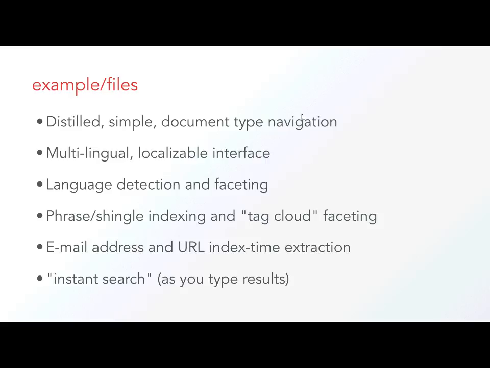So in the example files configuration, you get several value adds above and beyond the general purpose bin/post and browse. You get a document type navigation, and these are distilled document types. We'll go into how that works in just a moment. There is a multilingual and localizable interface, currently localized into English, French, and German. And several other features in there.